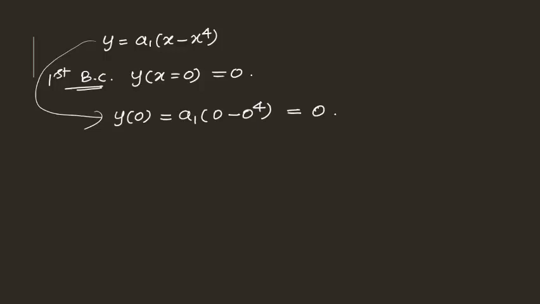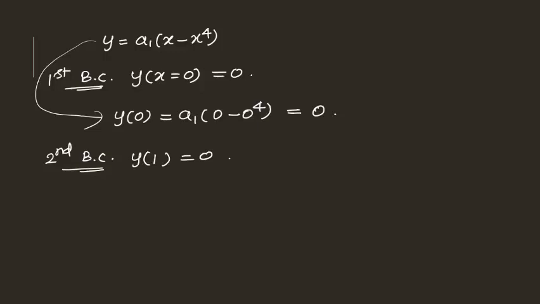So when we substitute the value of x is equal to 0 in the trial function, we arrive at y is equal to 0. So the first condition is satisfied by the trial function. Then considering the second boundary condition, y of 1 is equal to 0. That is, when x is equal to 1, y is equal to 0.